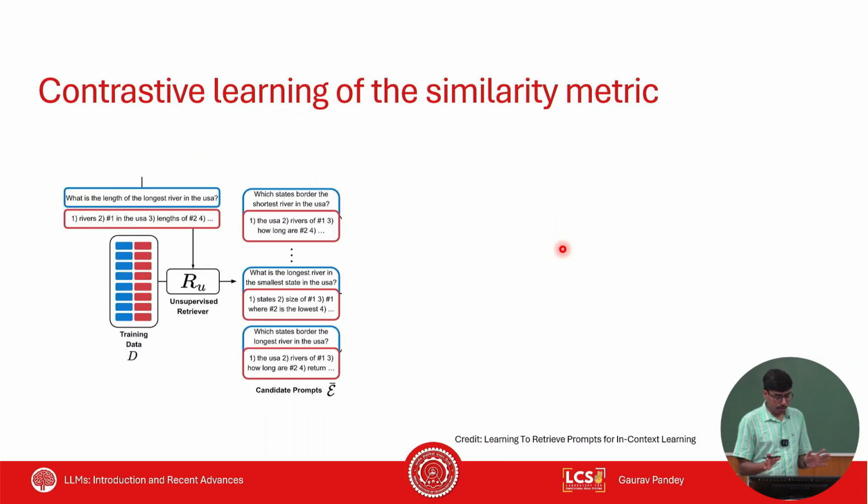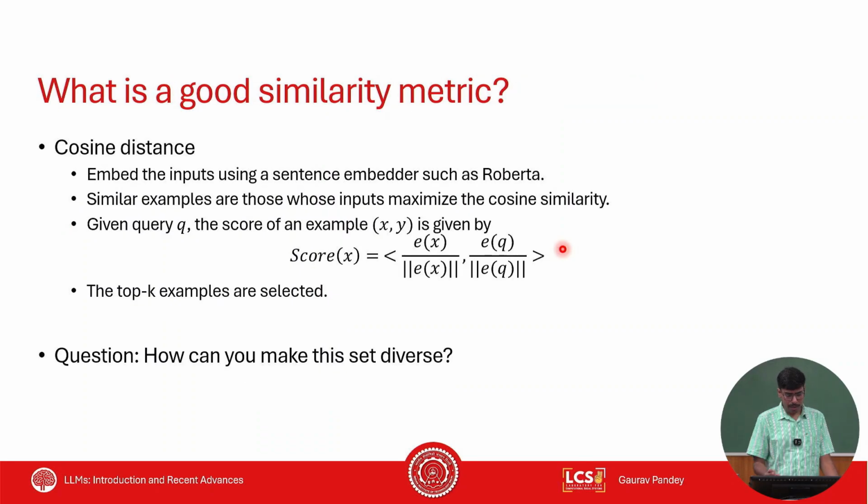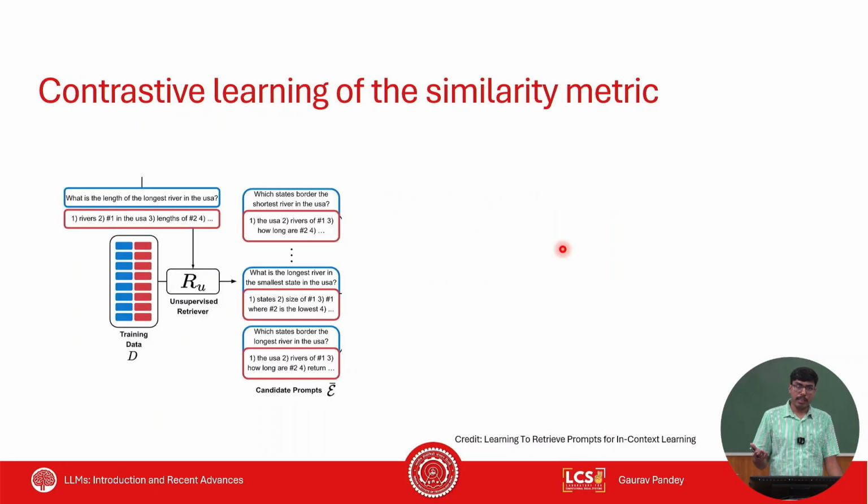So far we have assumed that the similarity metric was learned in an unsupervised way, where you're not training the similarity metric. You're just taking something like a sentence embedder such as RoBERTa and using it for your task, finding similar examples. But the question is, can you actually train the similarity metric in a way such that the examples that help your model better are picked? Anybody think that we can train the similarity metric?